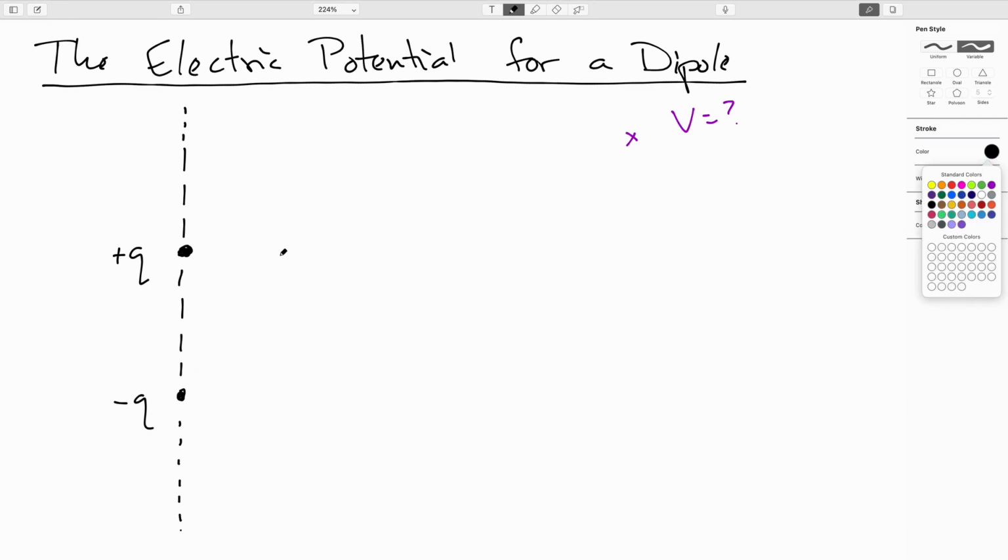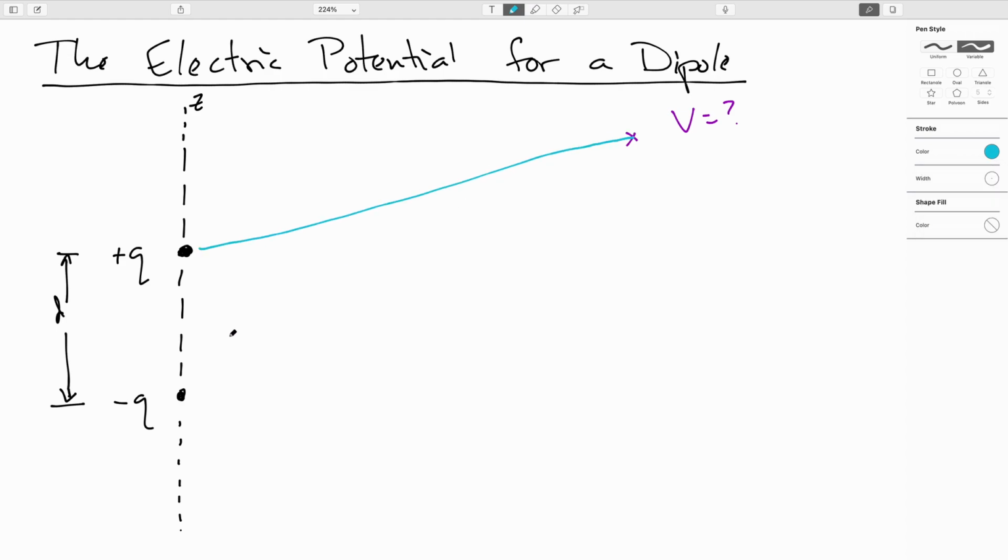So we'll go ahead and say that the separation between the charges is D. And we can apply our same game plan that we were using before. We'll say this is the z-axis. So we need to know this distance here. I'll call that r plus, the distance to the positive charge. And this is going to be r minus, which is the distance to the negative charge.